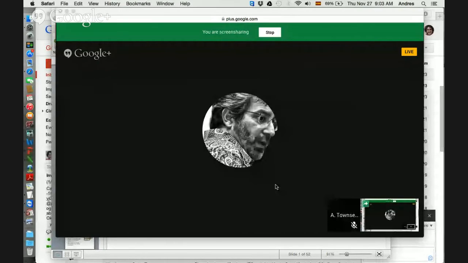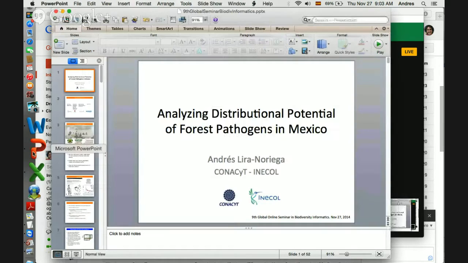I'll be talking about how we are thinking of exploring potential invasion of forest pathogens. This has to do with, first of all, crops in Mexico, mainly avocado. It's an economically important crop in Mexico. About 85% of the... Can you see my screen? Okay. There we are.